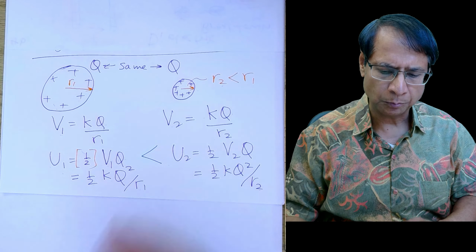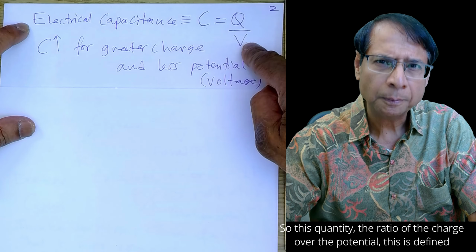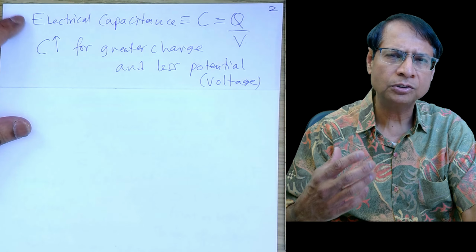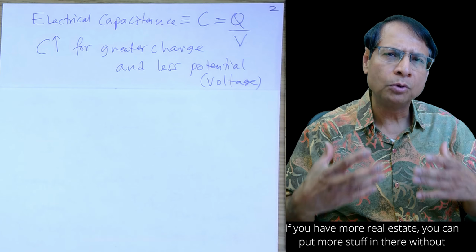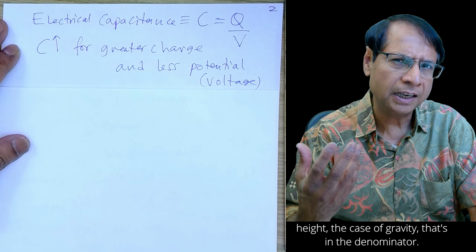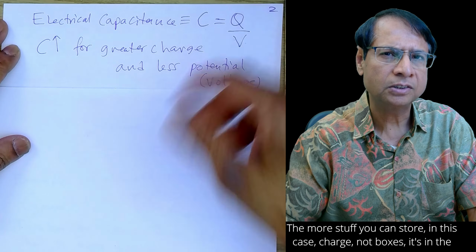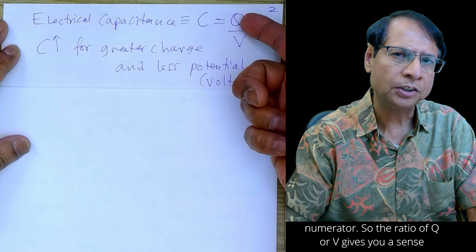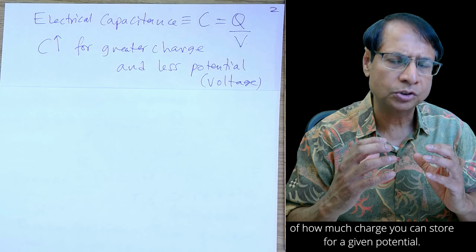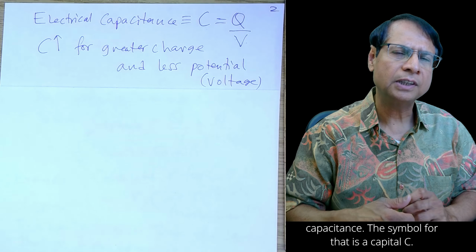So the ratio of the charge over the potential is defined as the electrical capacitance. That's similar to the warehouse situation. If you have more real estate, you can put more stuff in there without increasing the height a lot. That's why the potential, which is like the height in the case of gravity, is in the denominator. The more stuff you can store, in this case charge, not boxes, is in the numerator. So the ratio of Q over V gives you a sense of how much charge you can store for a given potential. That's called the electrical capacitance. The symbol for that is a capital C.